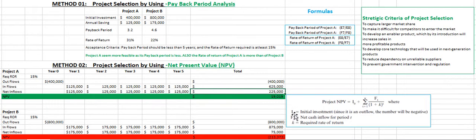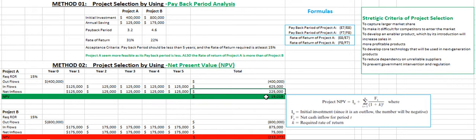Now, how to calculate net present value? You can calculate it from this formula. This is the formula of net present value, where I naught is the initial investment, sigma is the summation, and FT is the net cash inflow for period T. T is the number of years, and K is the required rate of return. Here we need a rate of return of 15%.